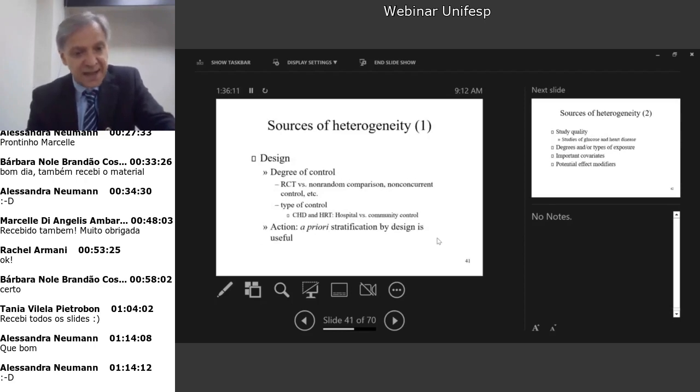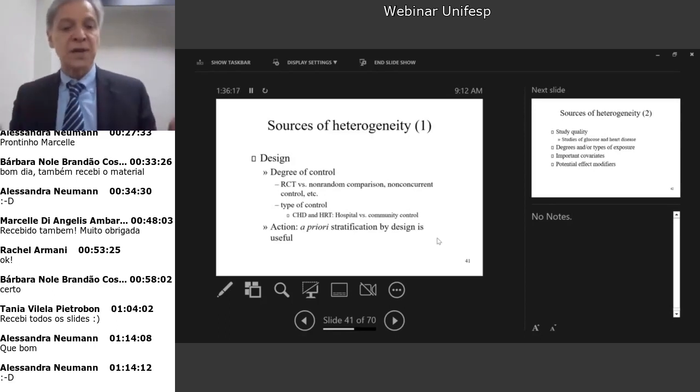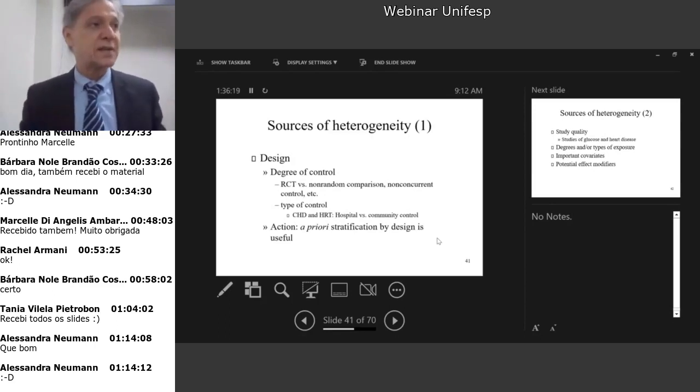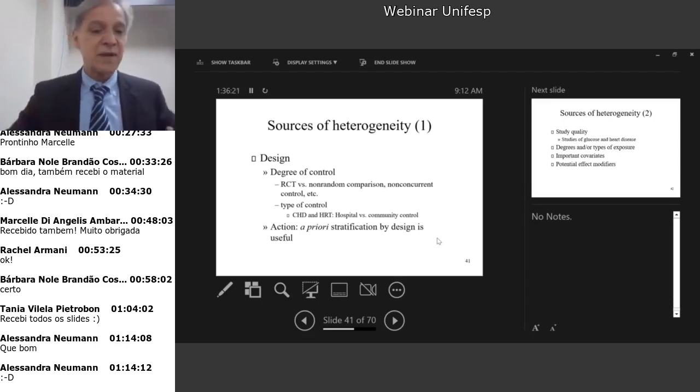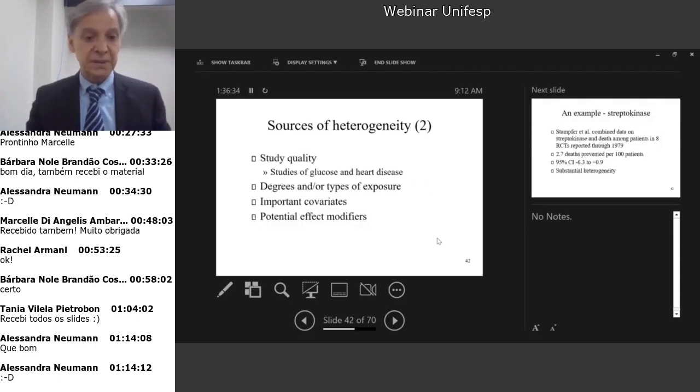Design is a source of heterogeneity. Let's look at that. Design is one source of heterogeneity, and RCT versus non-random comparison is going to create heterogeneity. That in itself may create very different outcome values for the effect of the treatment or intervention. A priori stratification by design is useful to prevent some of that from creeping in, but it doesn't control completely.